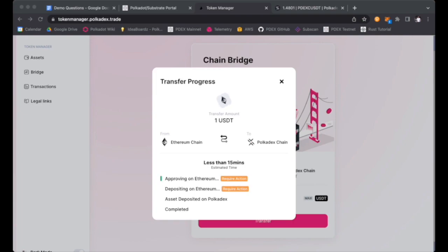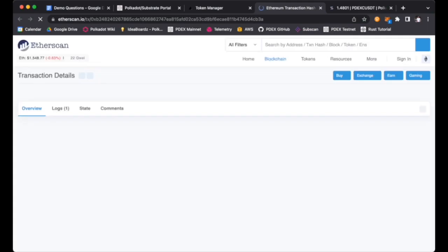Here, at the first step, you will have a pop-up window from MetaMask, where you're giving permission for approval of the transaction. Once you confirm that, it'll take you to the second step, which is depositing on Ethereum. Transaction confirmed, depositing on Ethereum. You can actually see all of these on Etherscan.